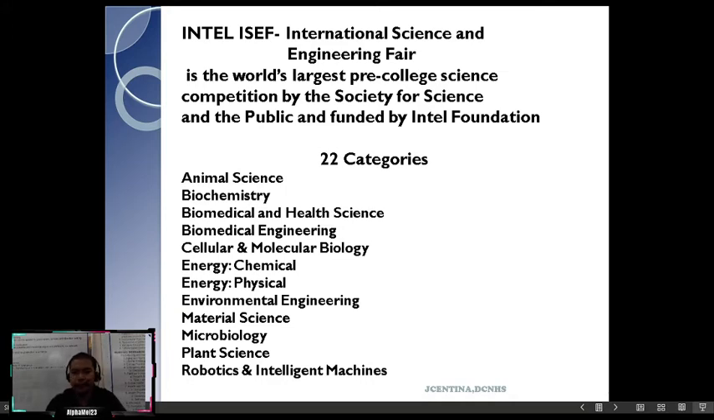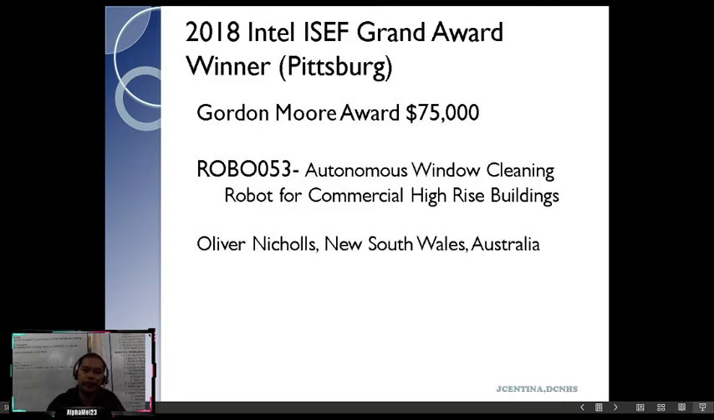Okay, next. So we have here a 2018 Intel ISEF Grand Award winner from Pittsburgh. The award is the Gordon Moore Award, $75,000. So how much is that in Philippine pesos? Let's just say 3 million more or less.